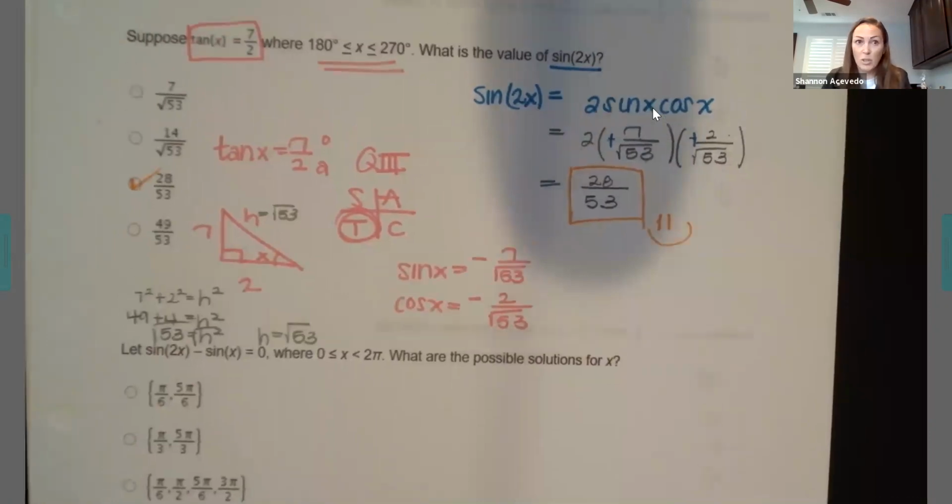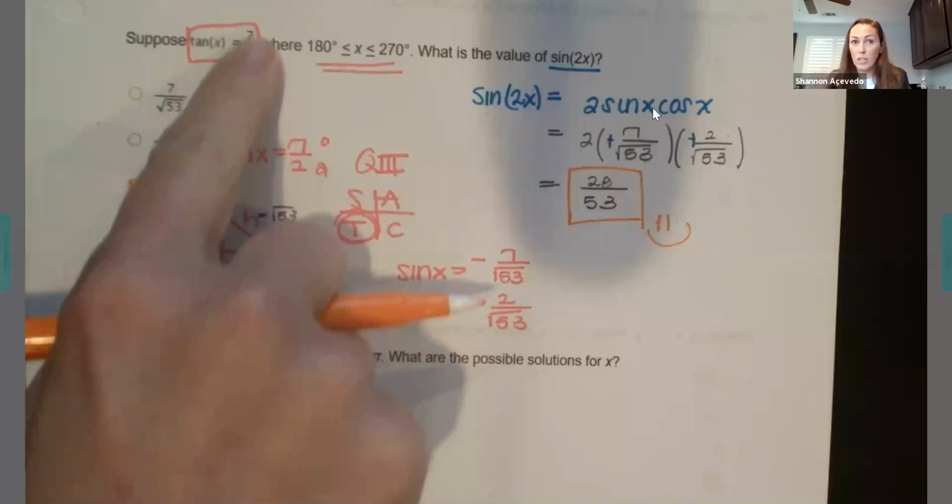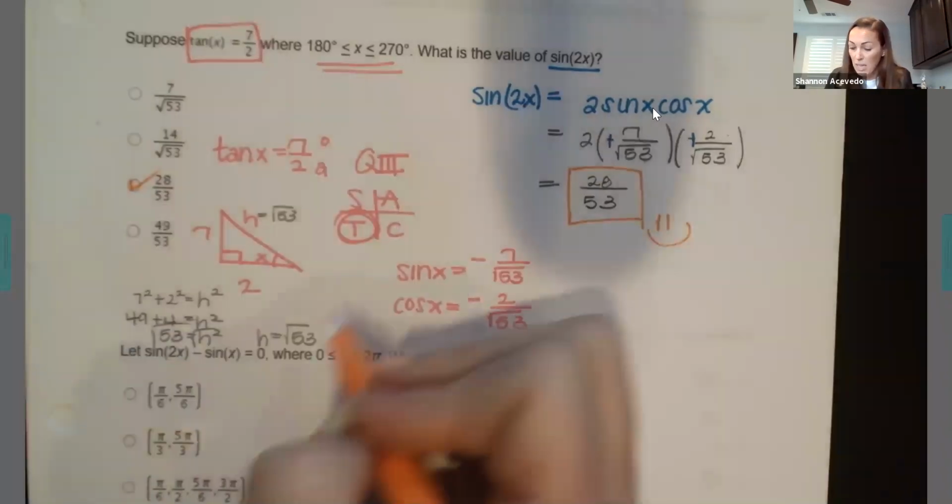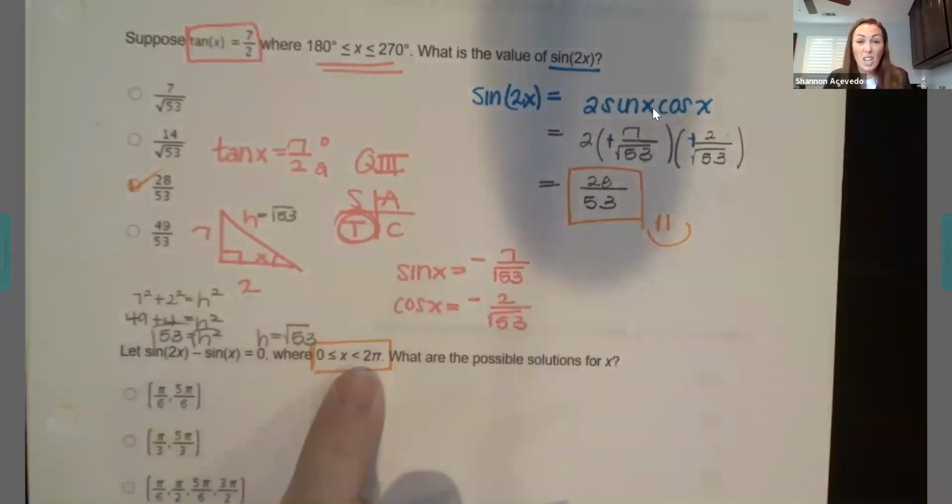So this one I had to draw triangles. When I see that fraction in my quadrants, triangles. When I see something like this, 0 to 2 pi, that's going to be my unit circle. So you can see the differences.